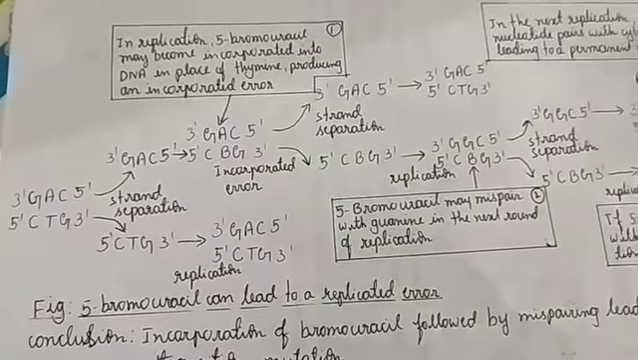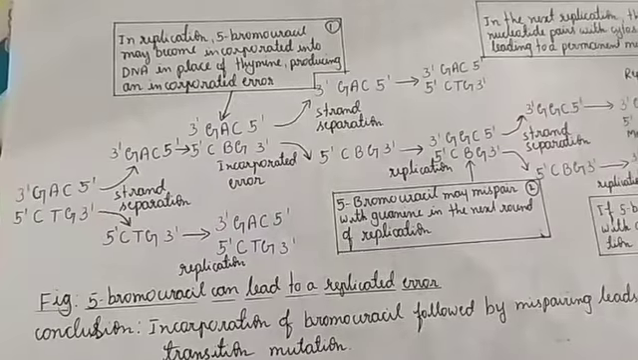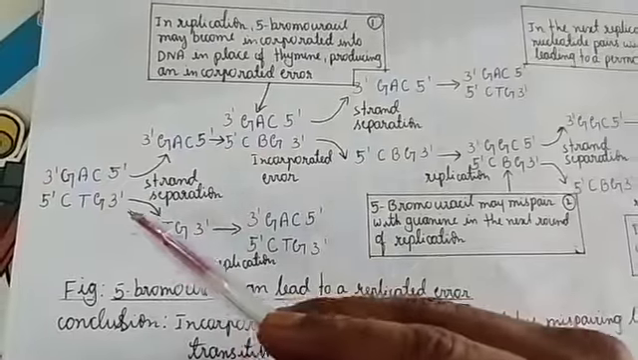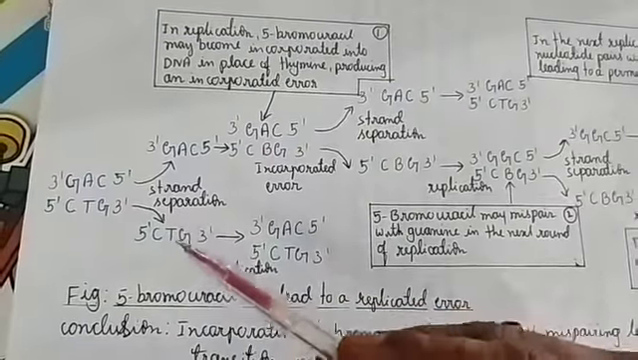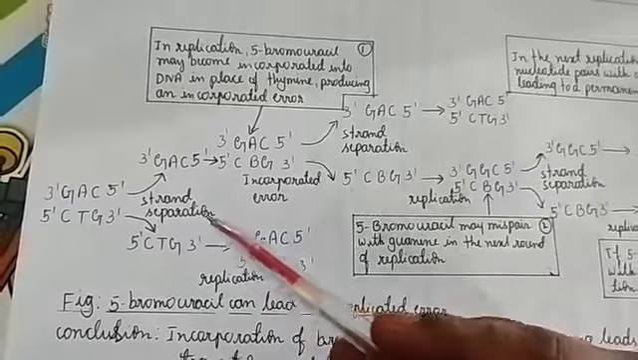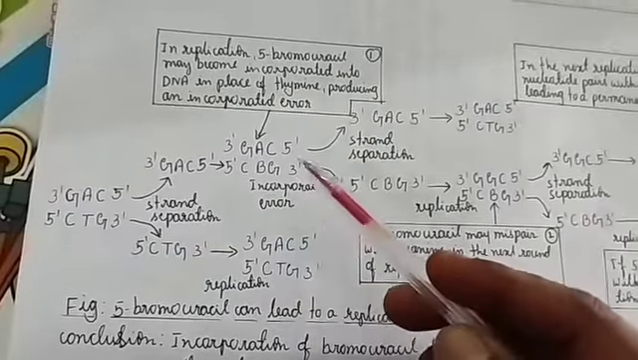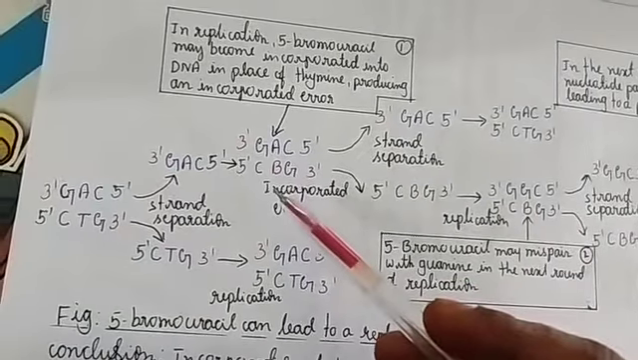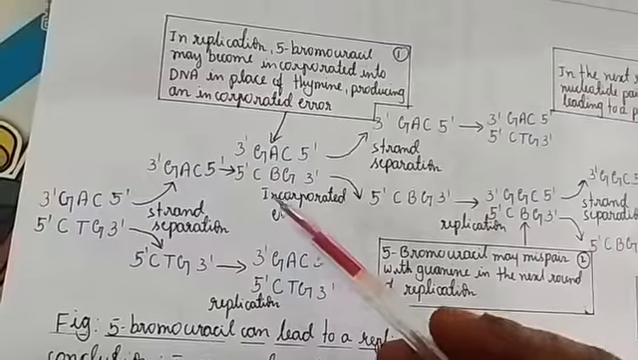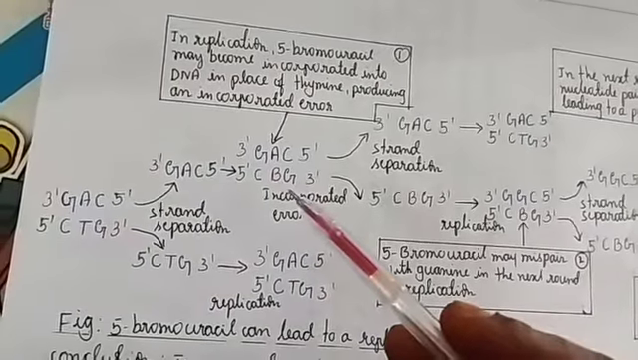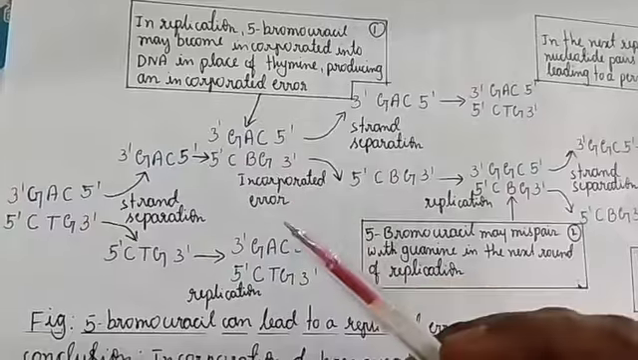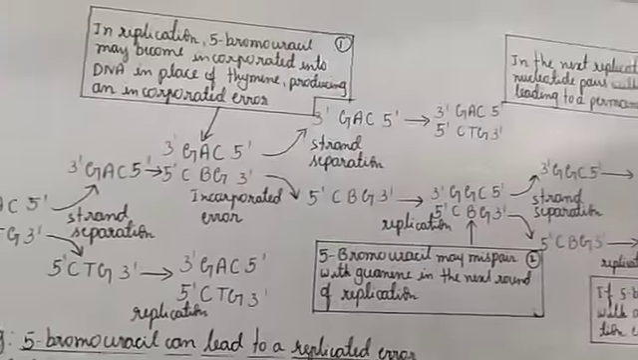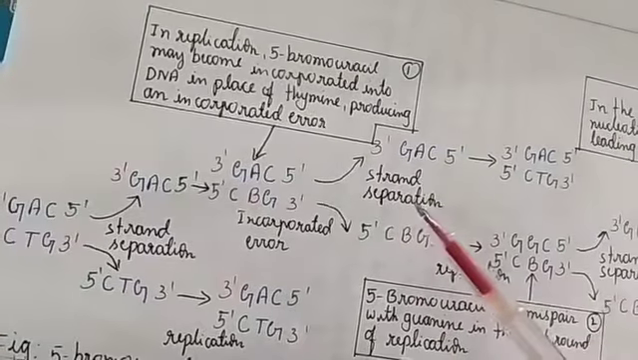Okay, let us see the consequence of incorporation of 5-bromouracil in the DNA. Here, this is the normal DNA. During replication, what happens? Strand separation takes place. In replication, 5-bromouracil may become incorporated into DNA in the place of thymine, producing an incorporated error. Here it is, incorporated error has occurred. Then what happens during the next round of replication?